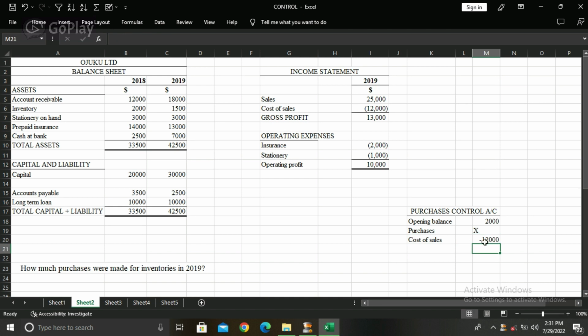So that's the cost of sales that we incurred during the year 2019. After consuming this batch of inventory, we say that the closing balance for inventory is 1,500. The closing balance becomes 1,500.